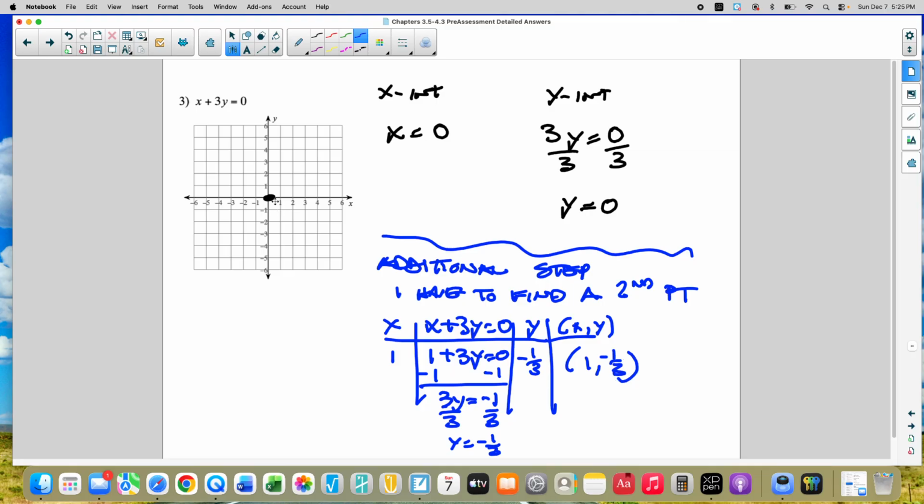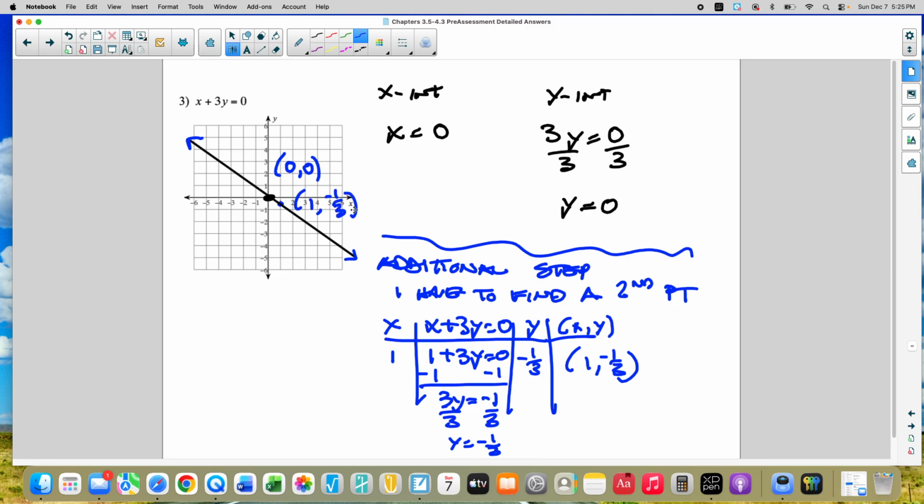That's okay. It's not great. 1, negative 1/3 is right there, so it's kind of close. But it's a point. We know it's a solution, and we can still connect those two dots. We connect them, and then we label our points. We know those are solutions. So we draw that, we label 0, 0, and we label 1 comma negative 1/3.